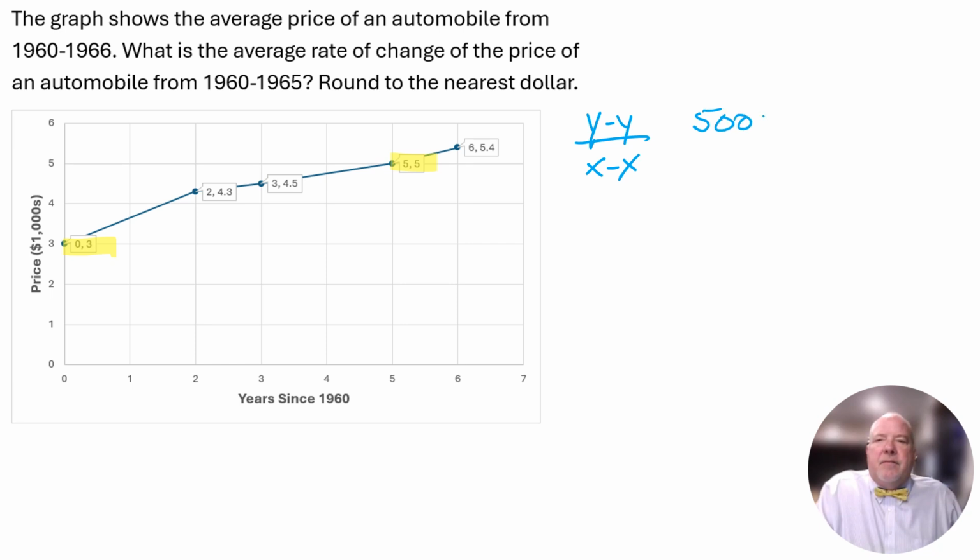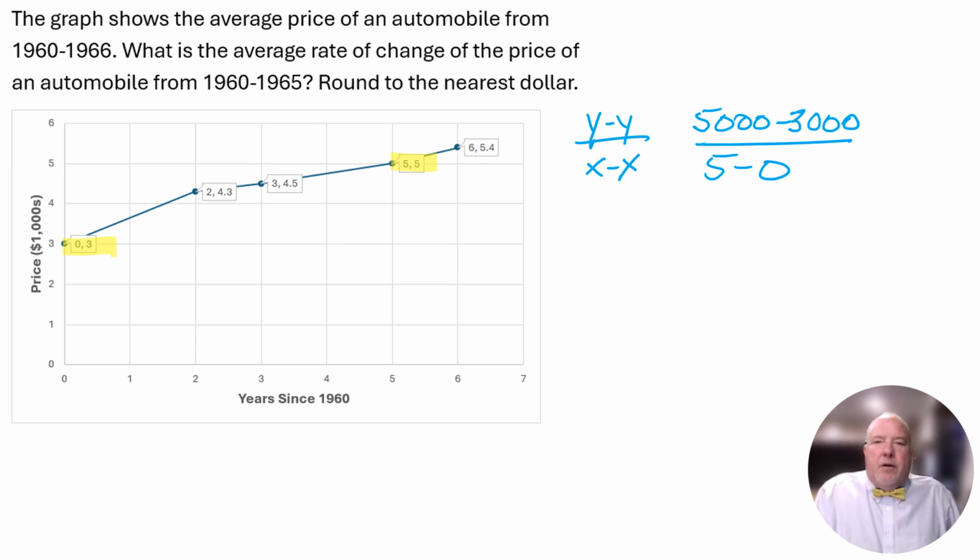5,000 minus 3,000. Again, be careful and make sure that you put those prices in thousands, over and then 5 minus 0. Now, be careful when you're setting up this y minus y, x minus x. For the y's, I did 5,000 minus 3,000. So I did this value minus that value. For the x's, you have to do it the same way. So I have to do this x minus that x. So don't swap them around.